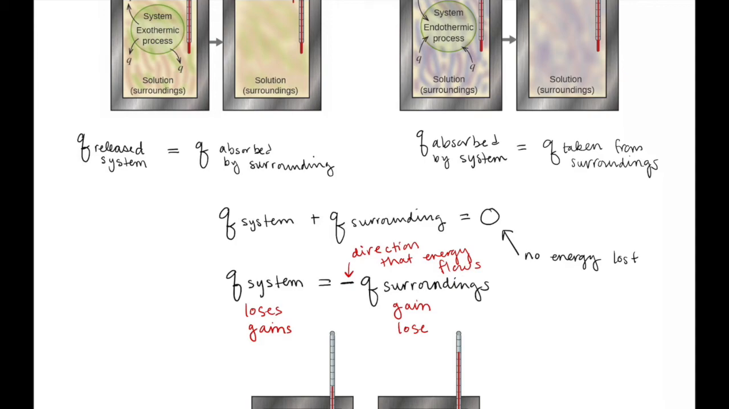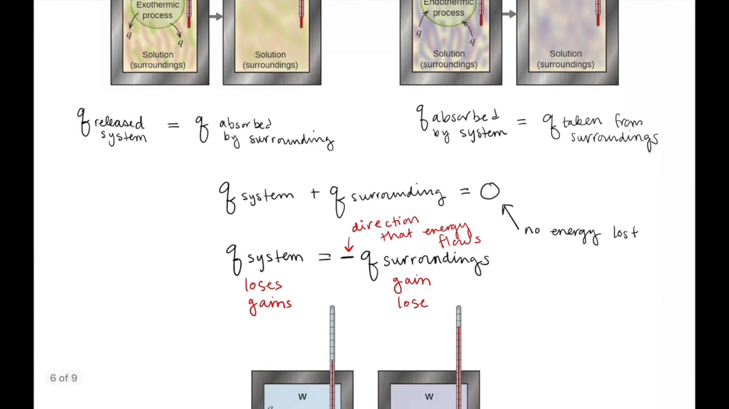I know this can be a little bit confusing, so I want you to try to absorb what the concept is saying, and then we're going to apply some math. But all it's saying, right, is if the system loses energy, the surroundings gain it, or in a different process, if the system gains energy, then the surroundings are going to lose that same exact amount of energy.